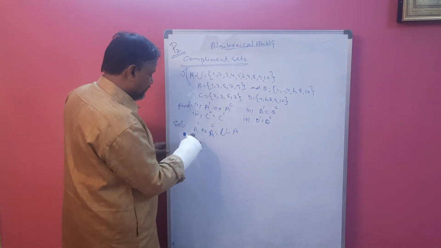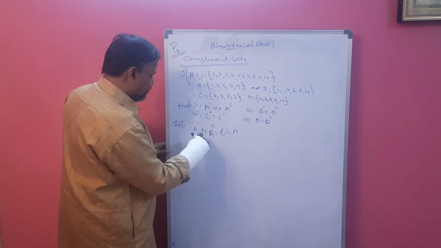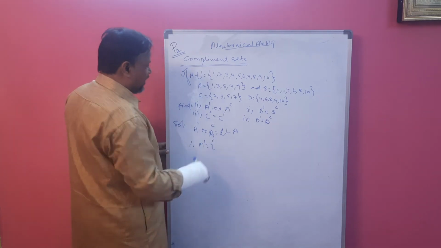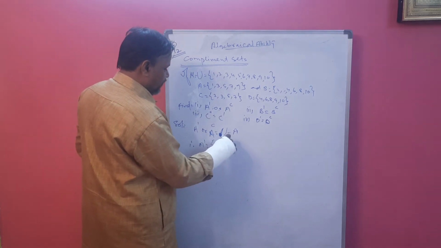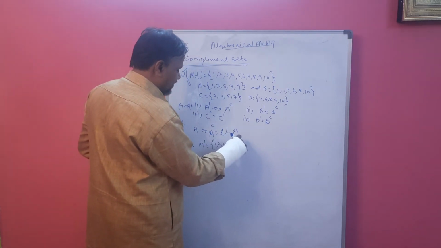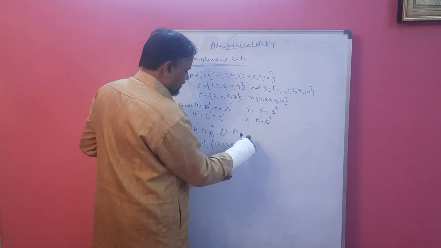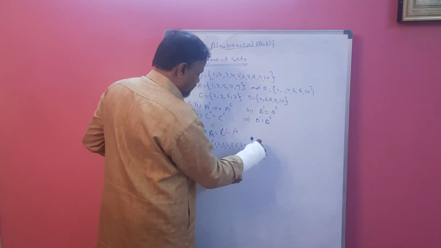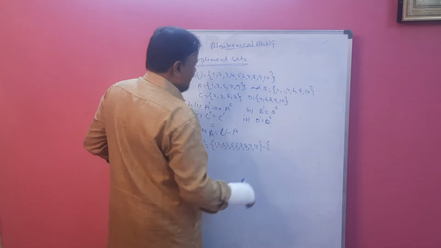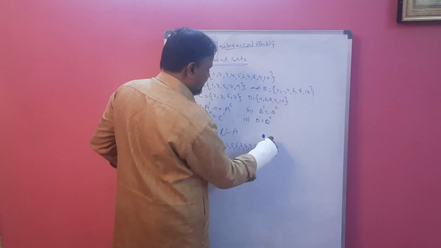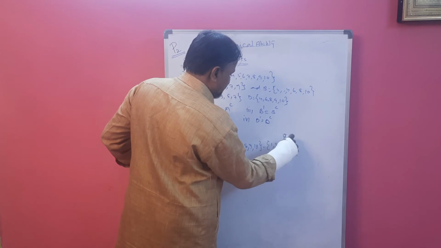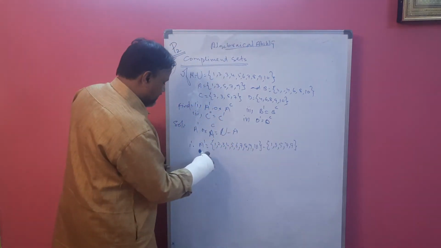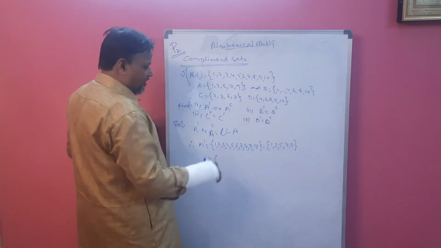Okay. So A complement is what? U, the universal set, we have to write here: 1, 2, 3, 4, 5, 6, 7, 8, 9, 10, minus A. A is what? Only these numbers: 1, 3, 5, 7, 9. Odd numbers are there. Now subtract it, you will get 1 is odd, gone.